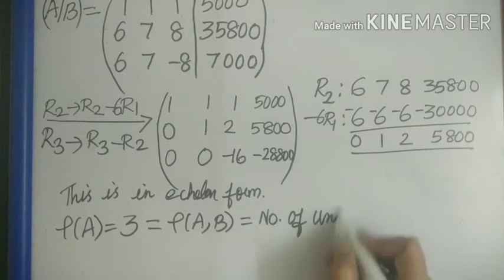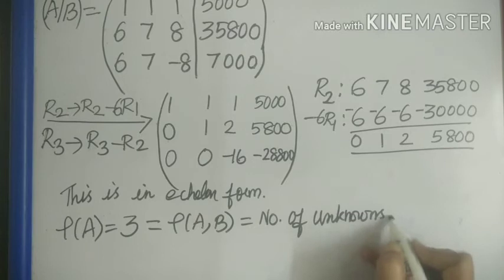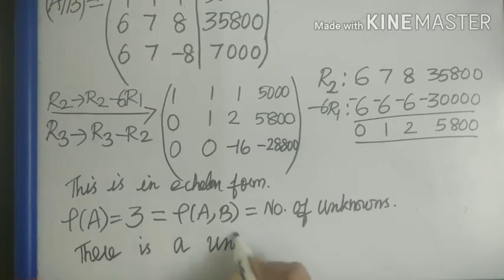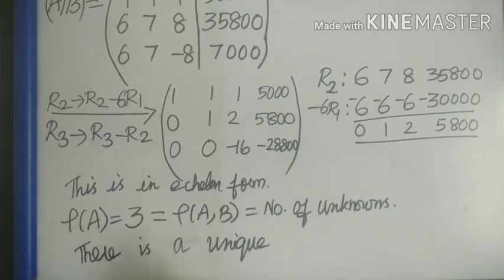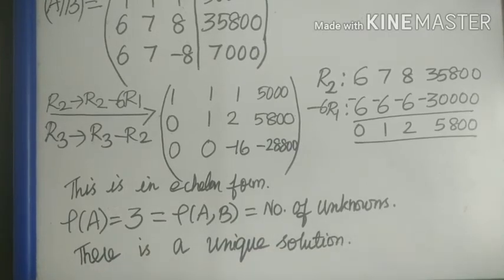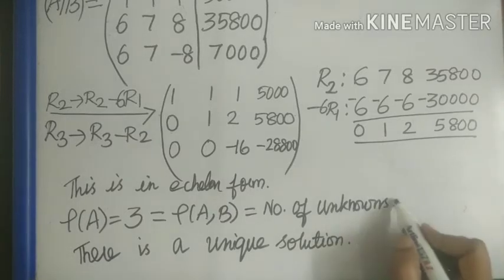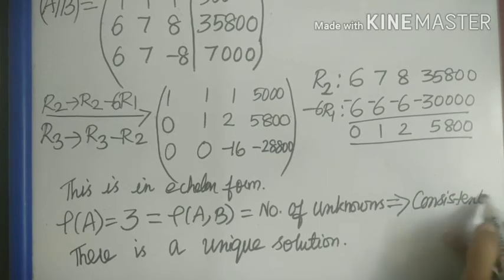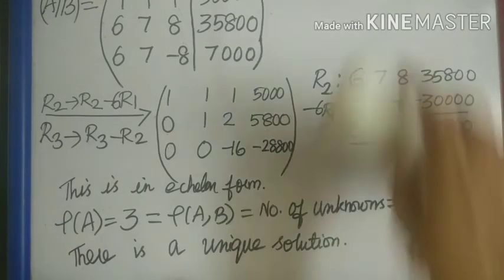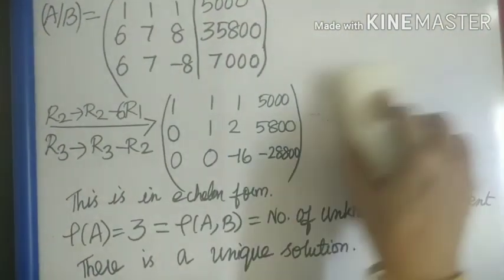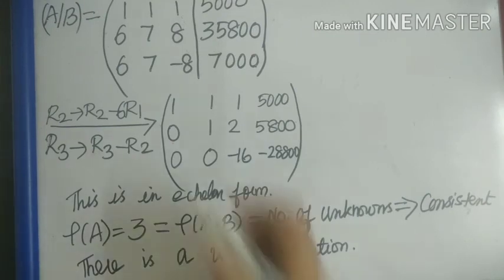So rank of A and rank of AB are equal, and this is equal to the number of unknowns. So immediately I can declare there is a unique solution. Because rank of A, rank of AB and number of unknowns are equal, the system is consistent and we have only unique solution. How to go with a unique solution? We need to write the 3 different equations using the echelon form.